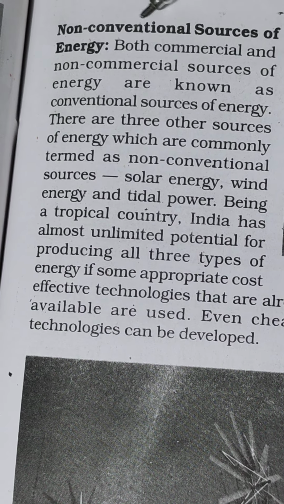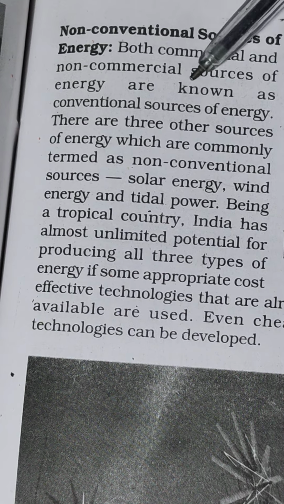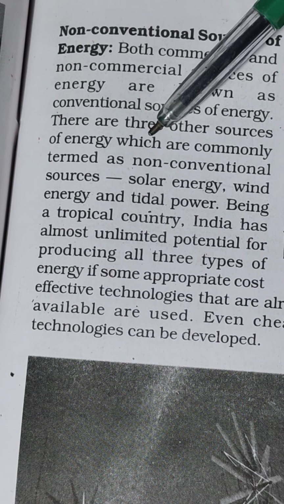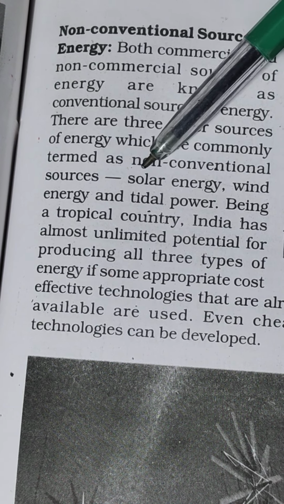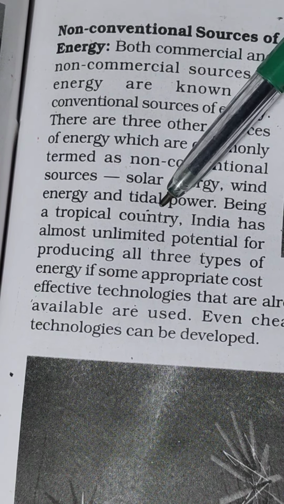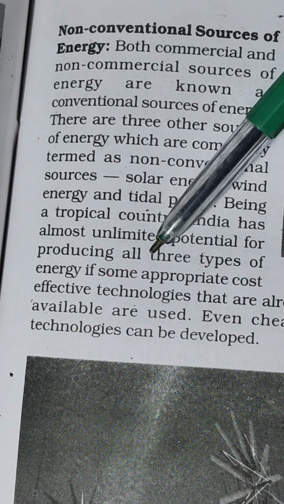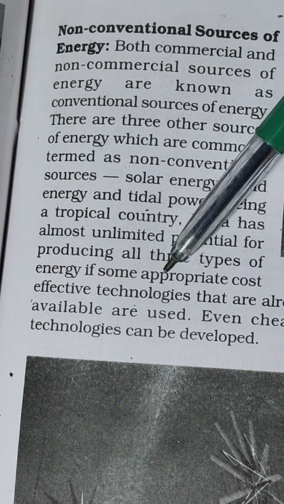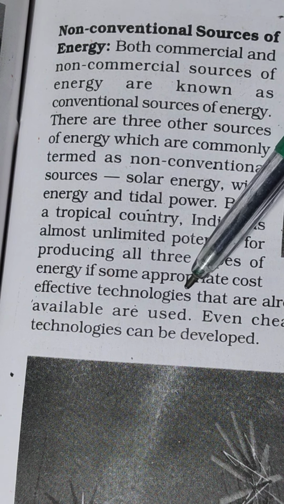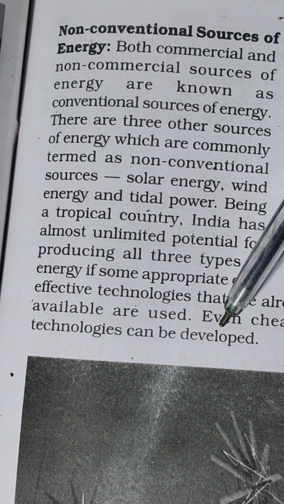So the subheading is non-conventional sources of energy. Both commercial and non-commercial sources of energy are known as conventional sources of energy. There are three other sources of energy which are commonly termed as non-conventional sources: solar energy, wind energy, and tidal power. Being a tropical country, India has almost unlimited potential for producing all three types of energy. If some appropriate cost-effective technologies that are already available are used, even cheaper technologies can be developed.